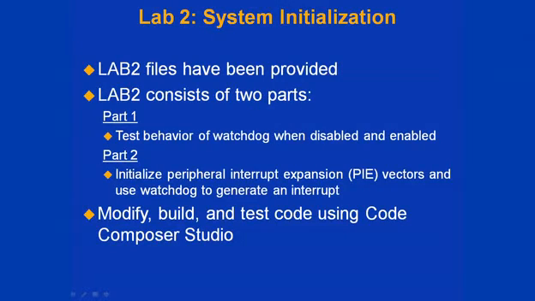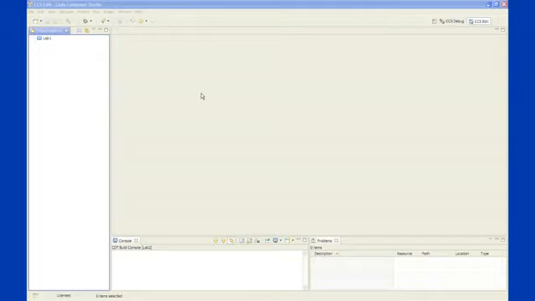This lab exercise consists of 2 parts. In the first part, we will test the behavior of the watchdog when disabled and enabled. In the second part, we will initialize the peripheral interrupt expansion vectors and use the watchdog to generate an interrupt. You can pause this presentation now and try this exercise on your own, or you can watch me do the lab exercise. A project named Lab 2 has been created for this lab exercise.